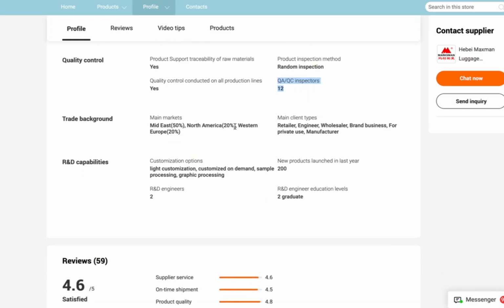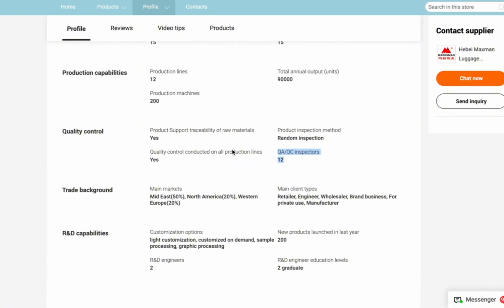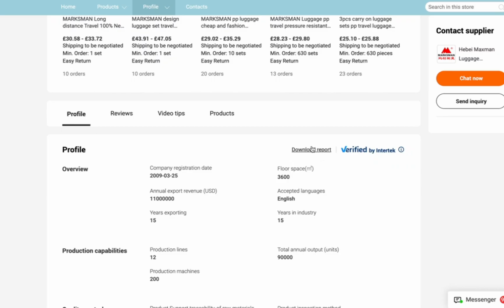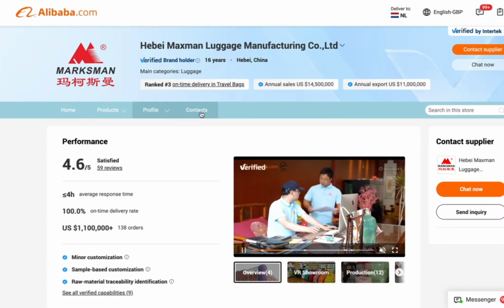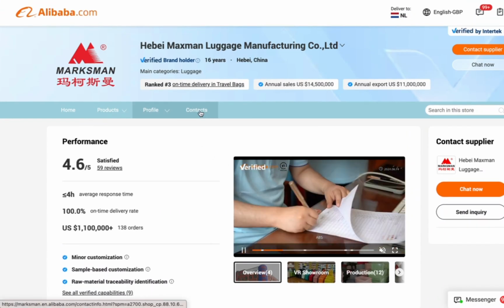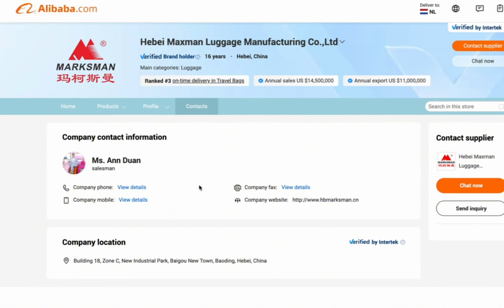Next, we see that they have 12 employees in their QA/QC department. We also see that 50% of their export volume goes to Central Asia. In one of my previous videos, I've already talked about quality requirements in that region, and actually it's relatively lower than in Europe or America, for example. So we will need to be very careful with the product quality of this supplier.